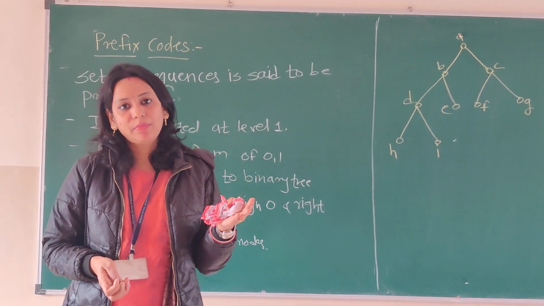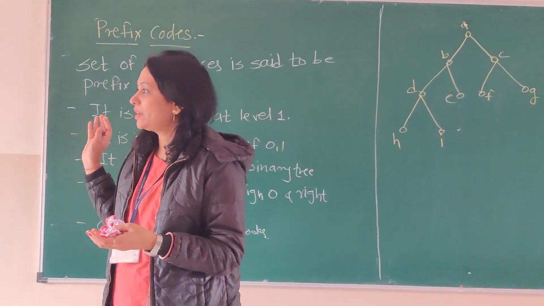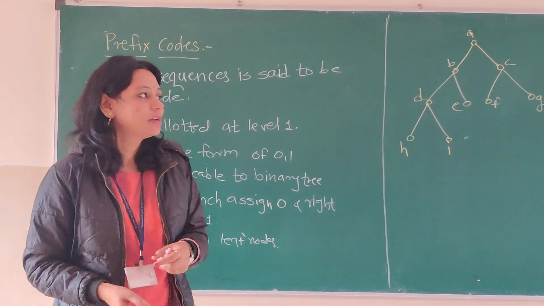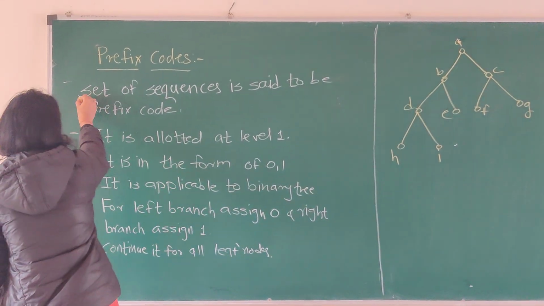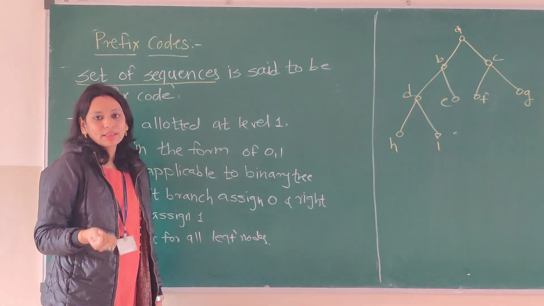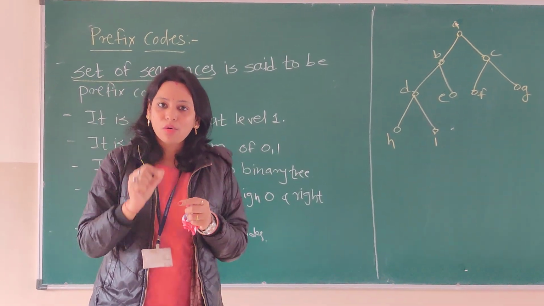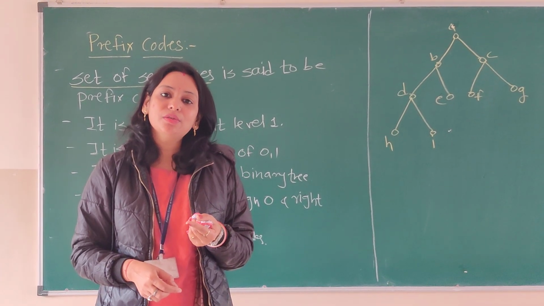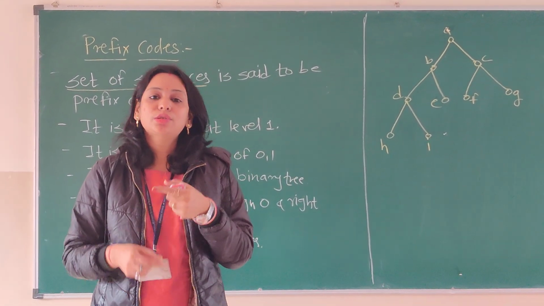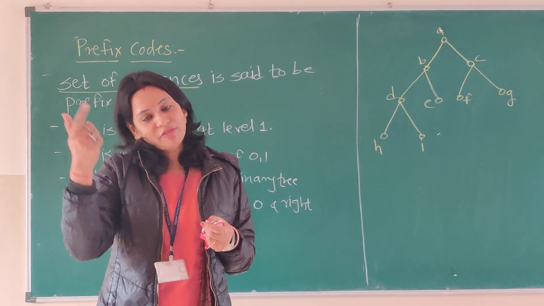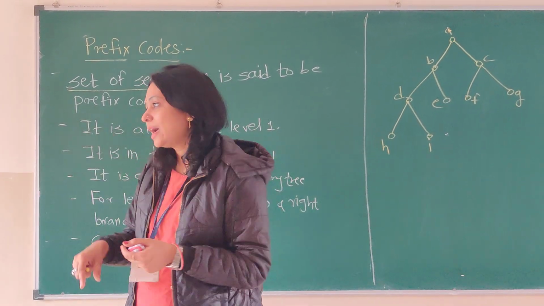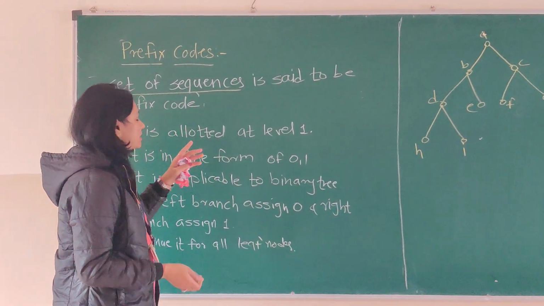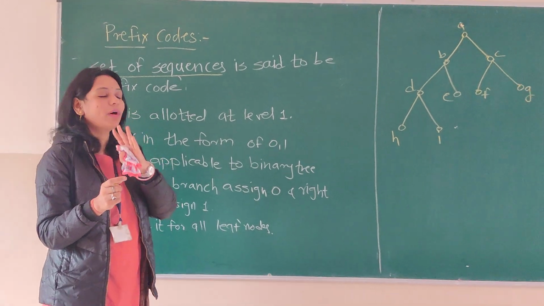But in a weighted tree we already have weights, and in prefix codes we are assigning the codes, meaning we are creating a weight for that particular vertex. So the set of sequences is said to be a prefix code. As I said, we are considering the code for each and every vertex. So if we apply a particular code to each and every vertex, then when we talk about the leaf node, we definitely get the sequence of code, and that's why prefix code is called a set of sequences. So what is this set of sequences? It is nothing but a combination of 0 and 1.